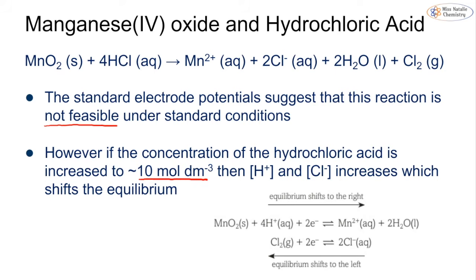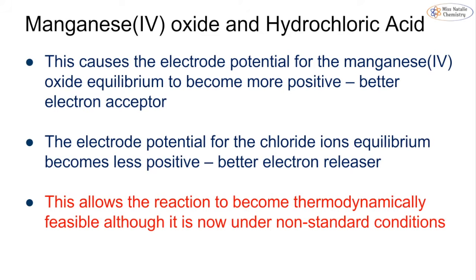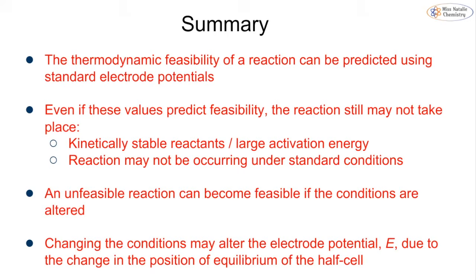So this reaction could potentially happen and become thermodynamically feasible. However, it is under non-standard conditions. So we do need to think about some of the limitations that we have in terms of predicting thermodynamic feasibility using these standard electrode potentials. We're always talking about it at 100 kilopascals of gas, 298 Kelvin, and 1 mole per decimeter cubed. But if we change some of those, we can make an unfeasible reaction more feasible.